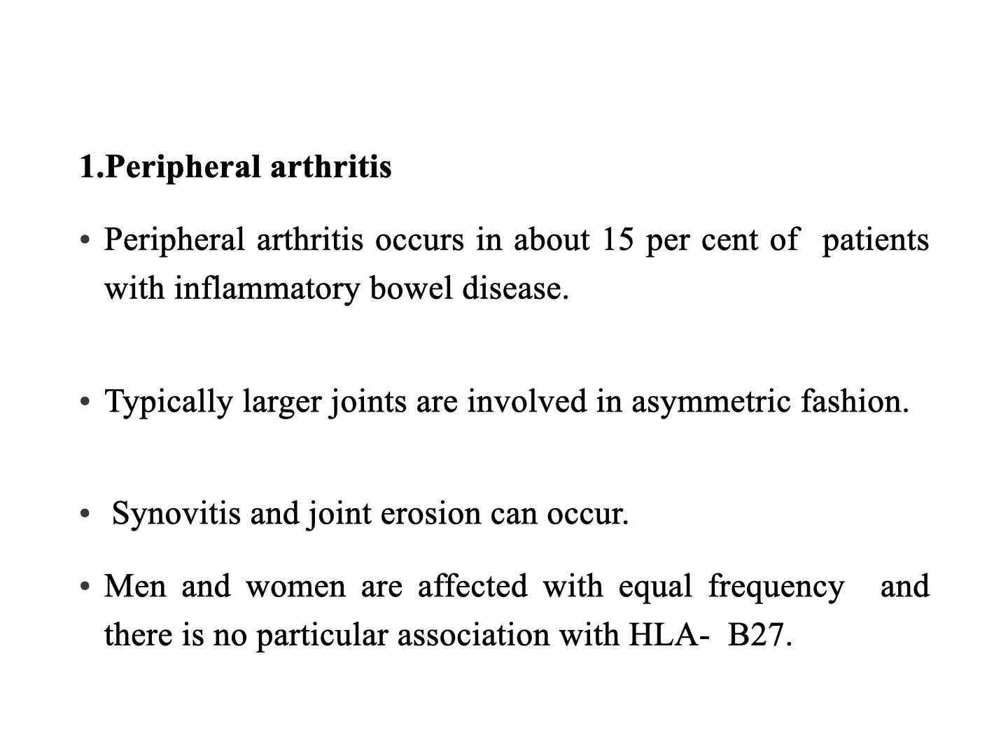Number 1, peripheral arthritis. Peripheral arthritis occurs in about 15% of the patients with inflammatory bowel disease. Typically, large joints are involved in an asymmetric fashion. Synovitis and joint erosion can occur. Men and women are affected with equal frequency, and no particular association with HLA-B27 is seen.